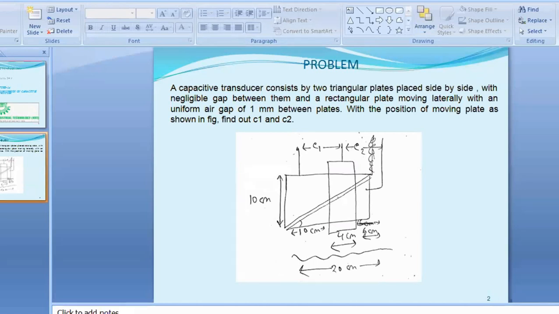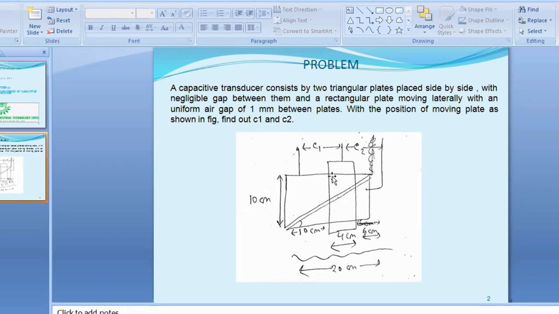So now look at the diagram. What is the formula that we have already written? That is C equals epsilon A by D. Now D is 1 millimeter. That is the distance, the uniform air gap between the moving plate and the fixed plate. That is 1 millimeter, right?